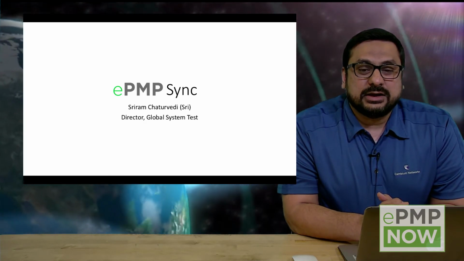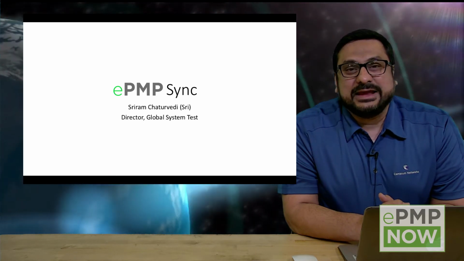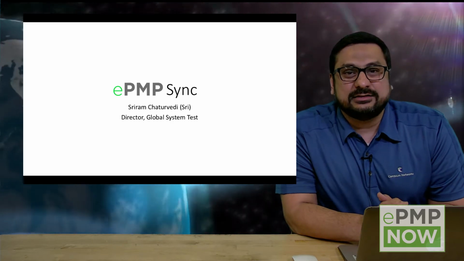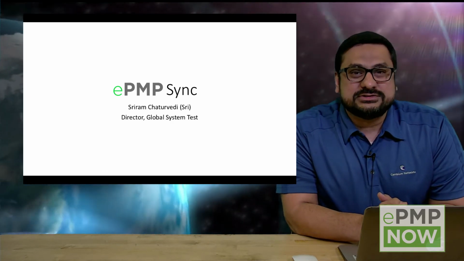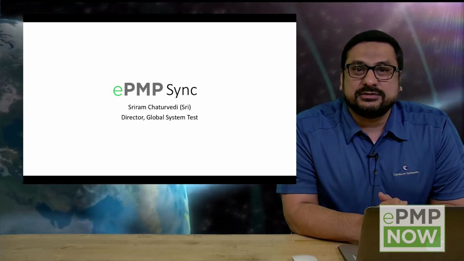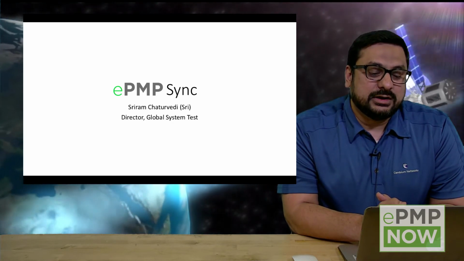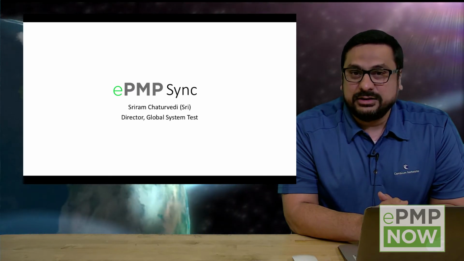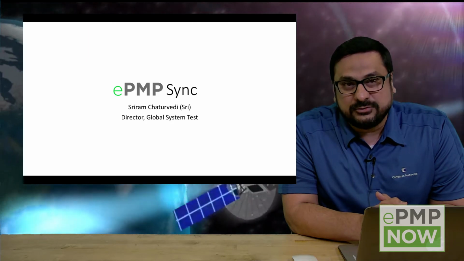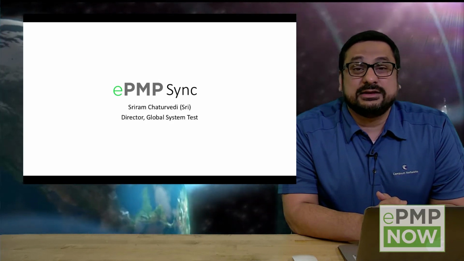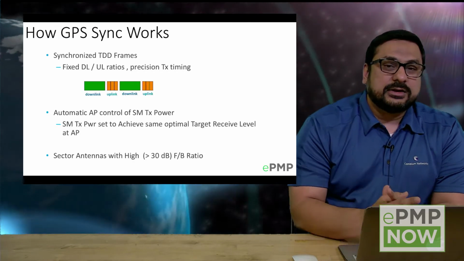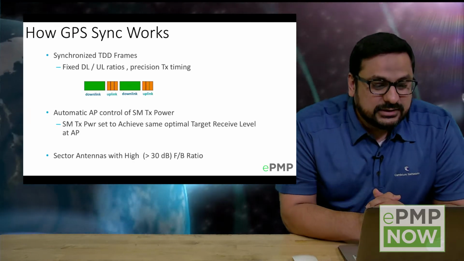The biggest challenge for operators is finding a clean channel in an unlicensed band. And once you find that clean channel, the ability to reuse that channel across multiple APs is a huge benefit with synchronization. I'd like to talk about what it is on ePMP, how you configure it on ePMP, and how it helps your network increase capacity and increase spectral efficiency using ePMP. So let's get right into how GPS sync works.